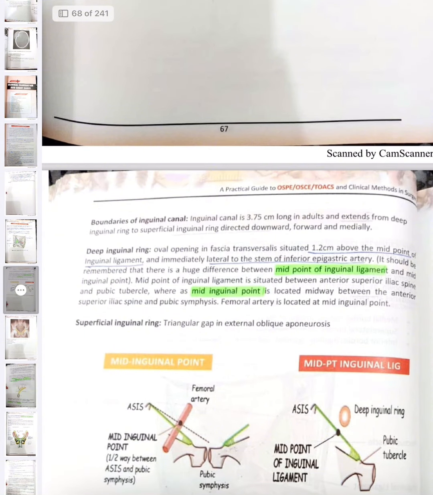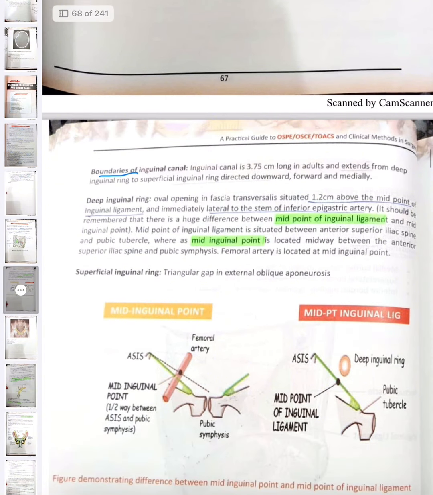Now, what are the boundaries of the inguinal canal? What is the inguinal canal? The inguinal canal is 3.75 centimeters long in adults and extends from the deep inguinal ring to the superficial inguinal ring, directing downward, forward, and medially. The deep inguinal ring is an oval opening in the fascia transversalis situated 1.2 cm above the midpoint of the inguinal ligament and immediately lateral to the stem of the inferior epigastric artery.